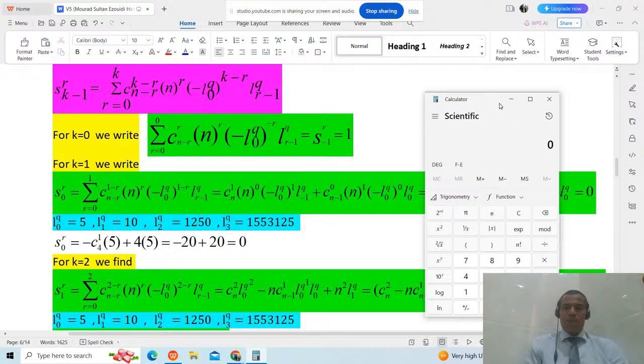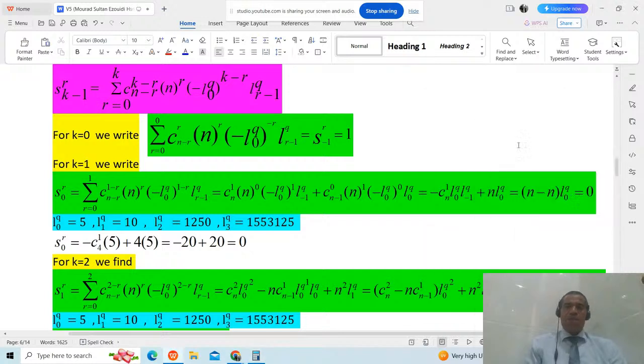So this is S0 when k equals 1. Let's say this is when k equals 0, so S minus 1 over Q is 1. When k equals 1, we get S0, which is the sum from 0 to 1 of combination n minus r choose 1 minus r, raised to the power r, times minus L0 for the Q, 1 minus r, times L_r for the Q, which after distribution, learners, you will find is n minus n times L0 for the Q, which is 0.